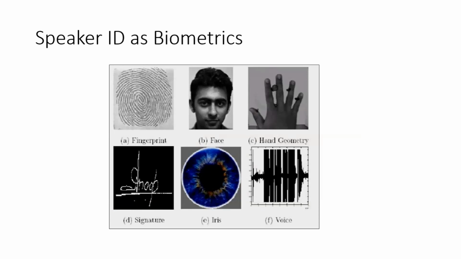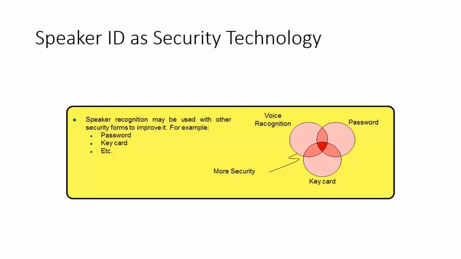Each speaker has its own voice, and the footprint of the voice is unique. So if we combine it with such biometrics as fingerprint or face or hand geometry, that can describe a person in a unique way. And so that can be used for security technologies. For example, we can combine voice recognition technology with passwords, with some key cards, and all these technologies will produce a security system.